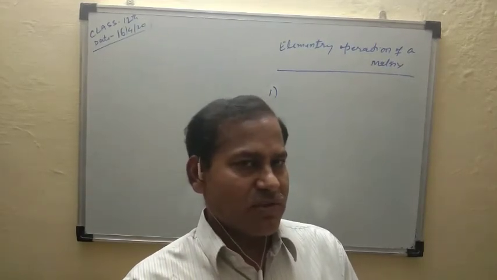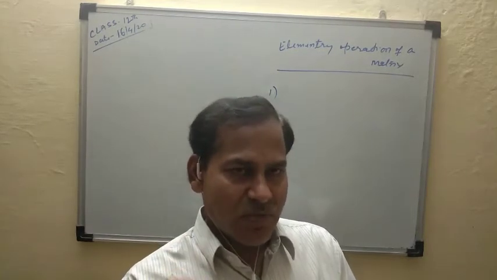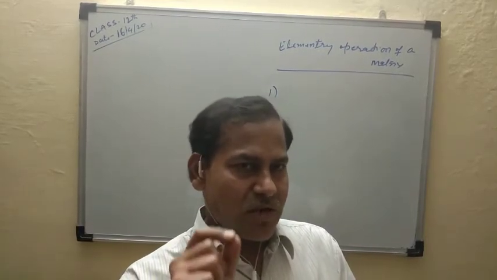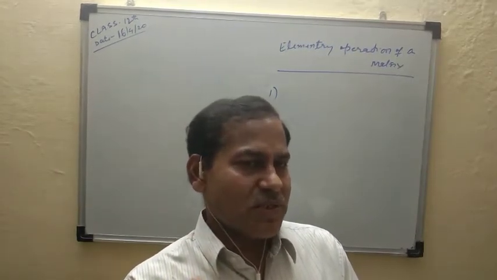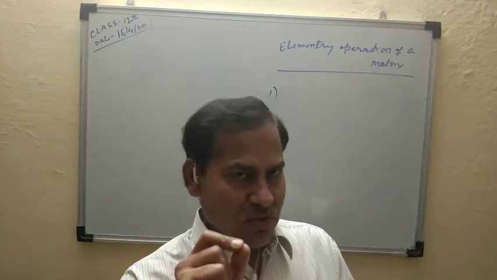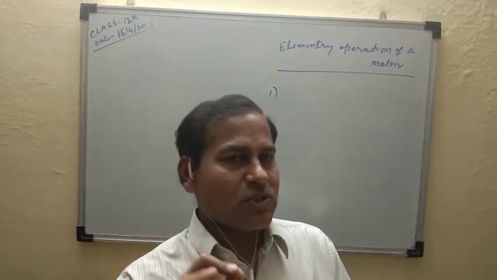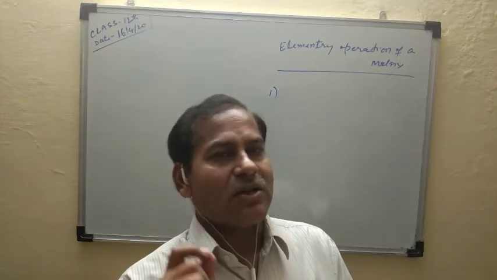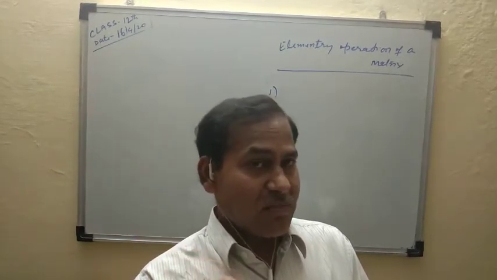In elementary transformation, if you start with a row operation on a matrix, then the whole question uses row operations. If you start with a column operation, then the whole question uses column operations. So, elementary operation means using any one method, either row operation or column operation. So, what are the elementary operations?